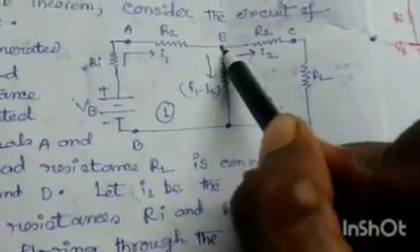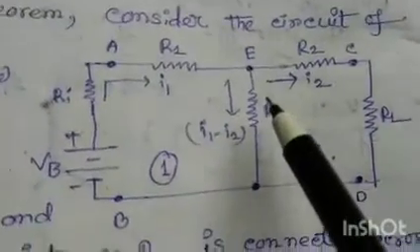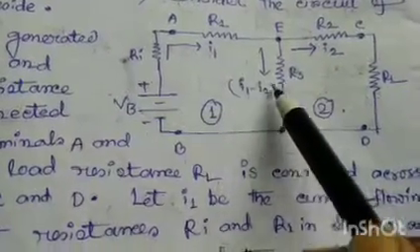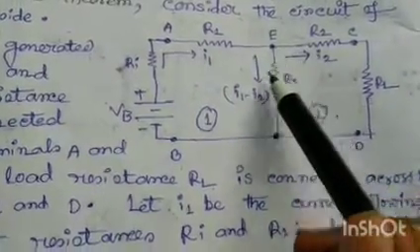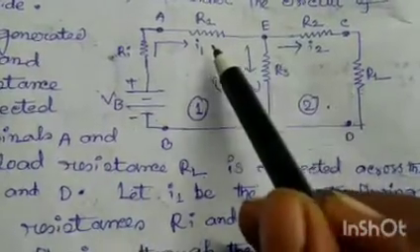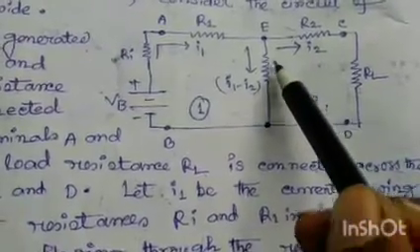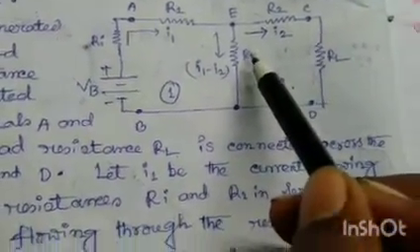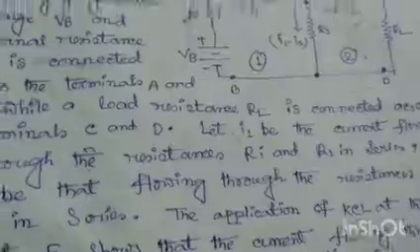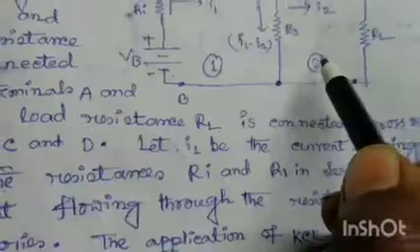So applying the KCL law, the current through R3 is I1 minus I2. This is I1, so subtract I2, I1 minus I2 equals the current flowing through R3 resistance. So let these are the two loops, loop 1 and loop 2.